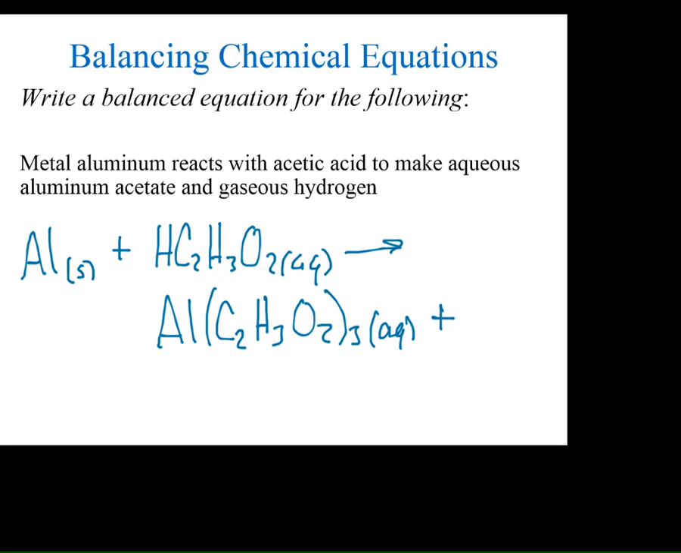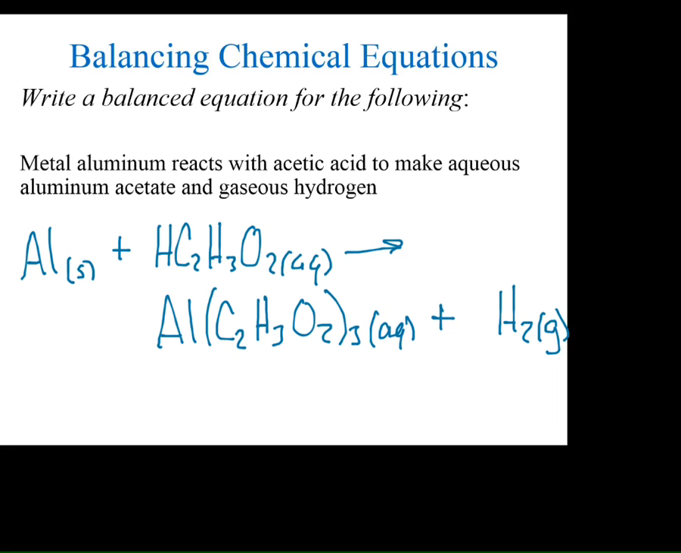And a gaseous hydrogen. What's hydrogen? H2, right? Because it's one of the seven diatomics, right? So don't just write H. H2 and gas. Okay, that is not balanced.